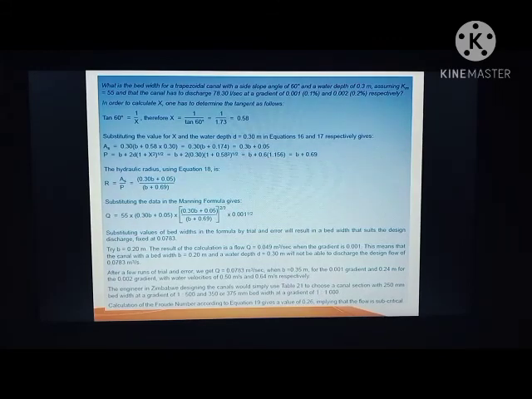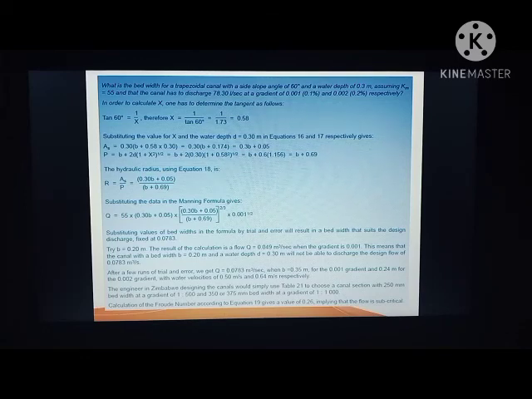What is the bed width of a trapezoidal canal with a side slope angle of 60 degrees and a water depth of 0.3 meters, assuming friction is equal to 55 and that the canal has a discharge of 78.30 liters per second at a gradient of 0.001 and 0.002 respectively. In order to calculate x, one has to determine the tangent as follows. Tangent 60 degrees is equal to 1 over x. Therefore, x is equal to 1 over tangent 60.